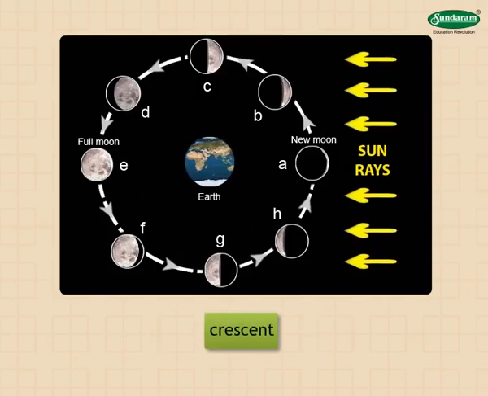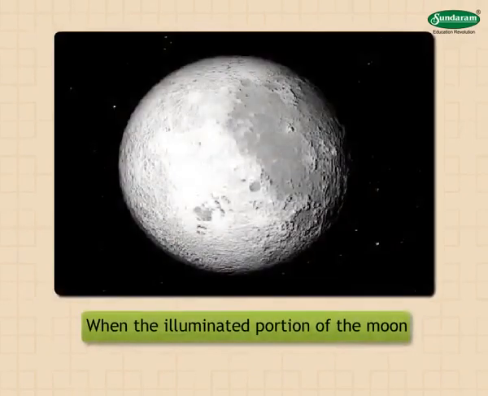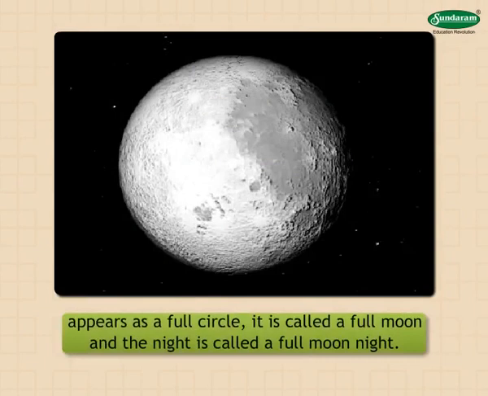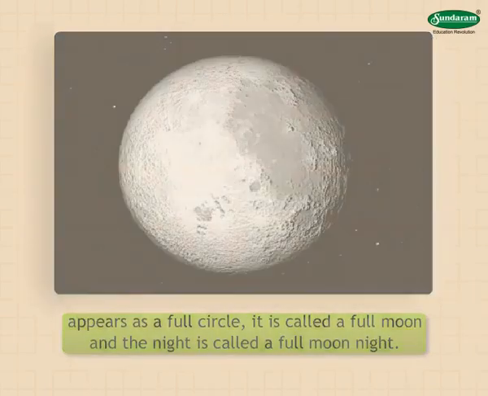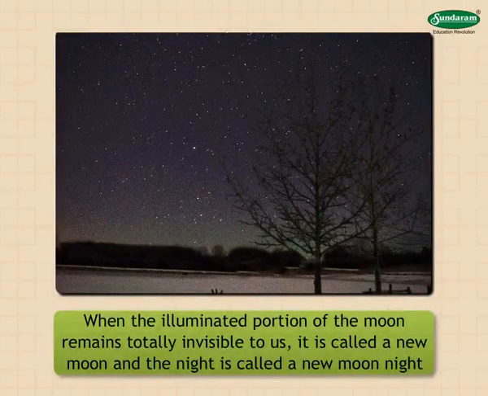Some of the phases of the moon and their names are shown here. Observe the phases of the moon at night with the help of your teacher or parents. Full moon. When the illuminated portion of the moon appears as a full circle, it is called a full moon, and the night is called a full moon night. New moon. When the illuminated portion of the moon remains totally invisible to us, it is called a new moon, and the night is called a new moon night.